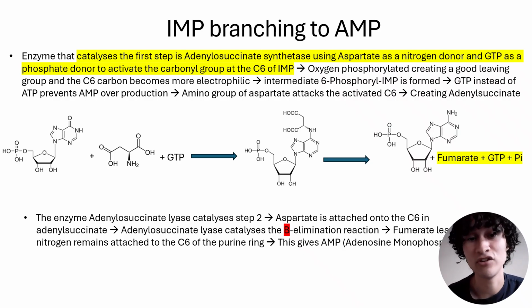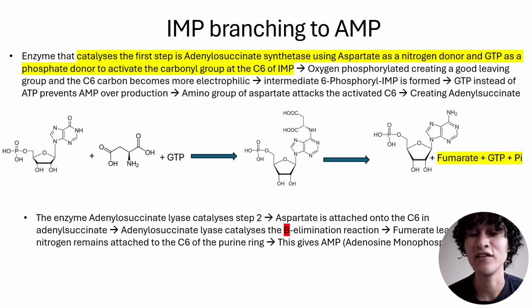Where are these functional groups actually coming from? So adenylosuccinate synthetase will use aspartate as a nitrogen donor to replace that carbonyl group, but in order to do that, it needs guanosine triphosphate, or GTP, as a phosphate donor to activate that 6th carbon as an electrophile, to be able to accept that amine group in that electrophilic substitution reaction, if you like. So GTP is used instead of ATP for a very particular reason, because obviously adenosine triphosphate has been used as a phosphate donor a lot in our metabolism.